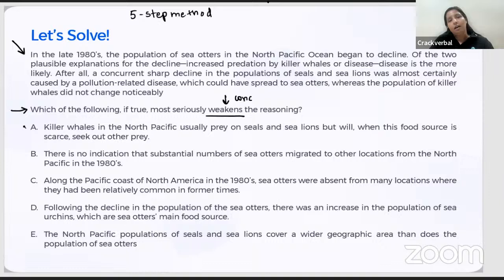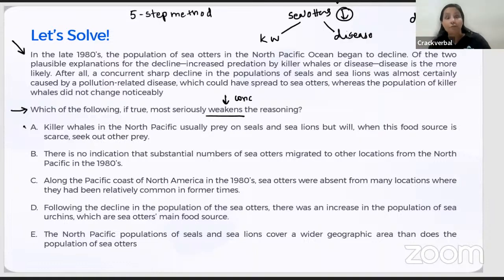Let's see what the argument says. In the late 1980s, the population of sea otters in the North Pacific Ocean began to decline. Of the two plausible explanations for the decline, that is, increased predation by killer whales or disease, these are the two probable reasons for this decline. Of these two, disease is the most likely. So they're saying disease is the reason for the decline.